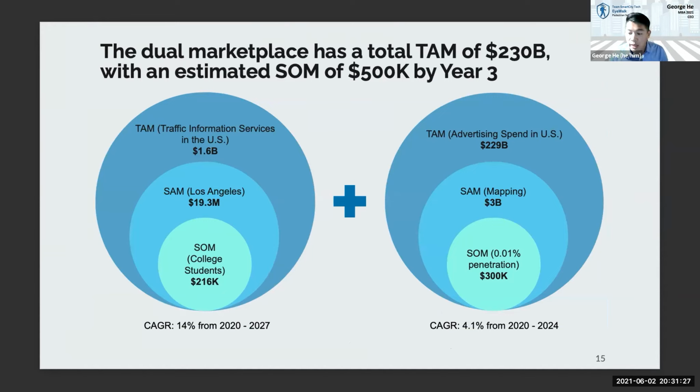Over the next few years, we estimate that we can capture an obtainable market of 500,000 by 2023. Advertising, of course, is a steadily growing industry, while information services is slated to grow rapidly at 14%, as apps and services like our own, like iWalk, continue to provide new opportunities for data to be tracked and sold.